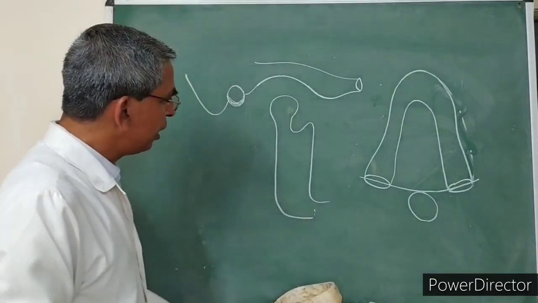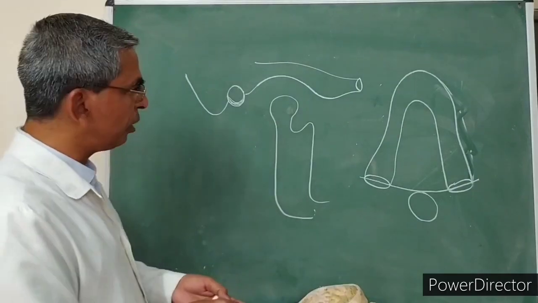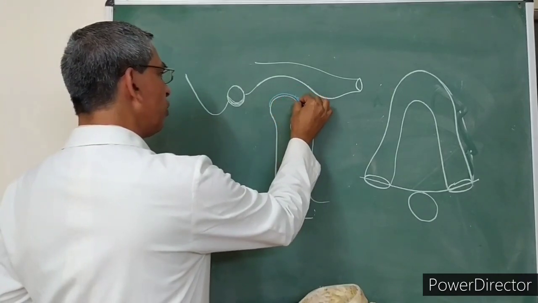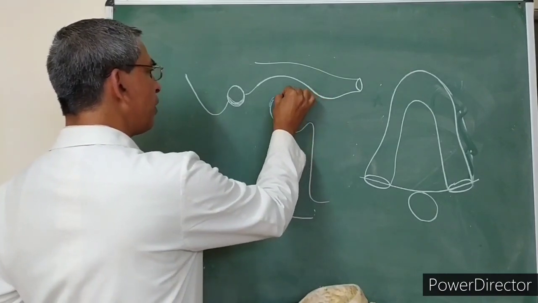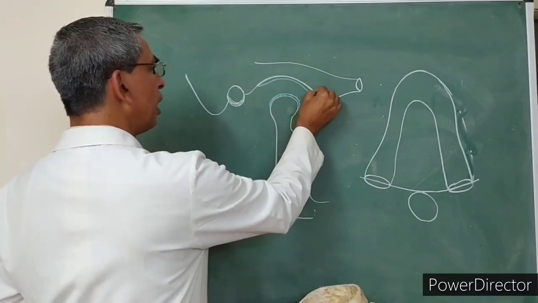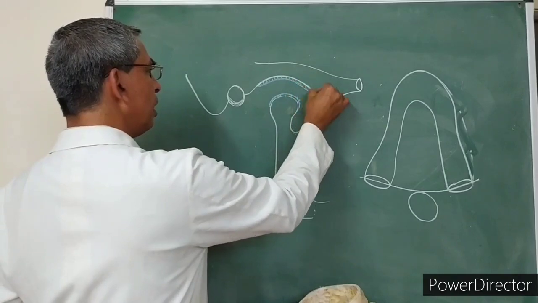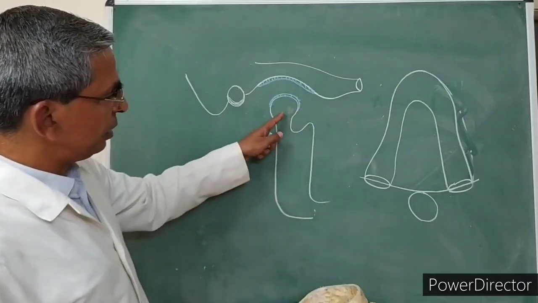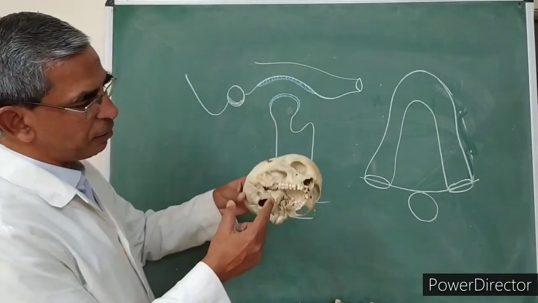Now if you see both surfaces, as this is a synovial joint, both surfaces are covered by fibrocartilage, not by hyaline cartilage. This is typical in this joint. This is the fibrocartilage. This is the superior articular surface in the mandibular fossa, and the inferior surface is the head of the condyle of the mandible. So both surfaces are covered by fibrocartilage.